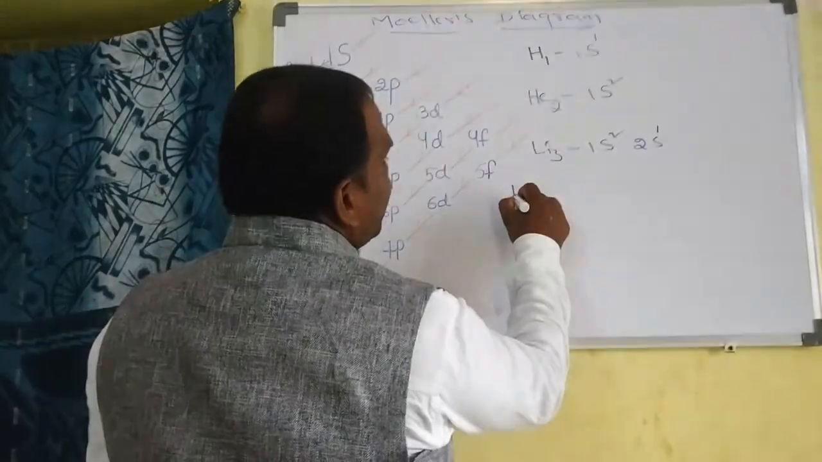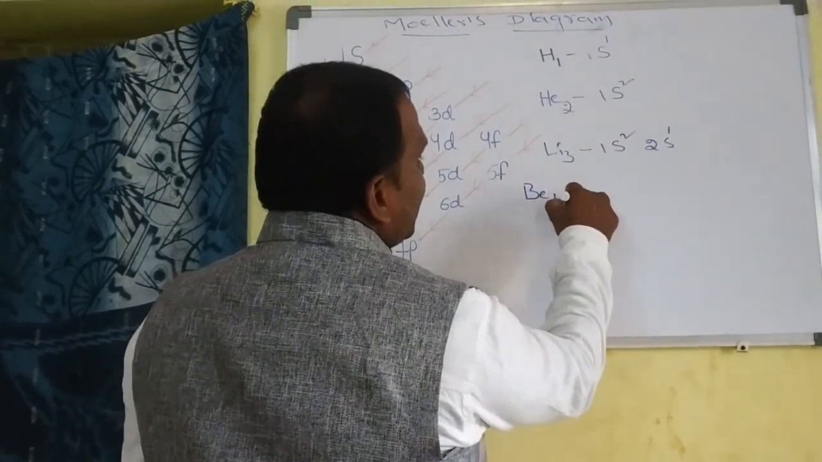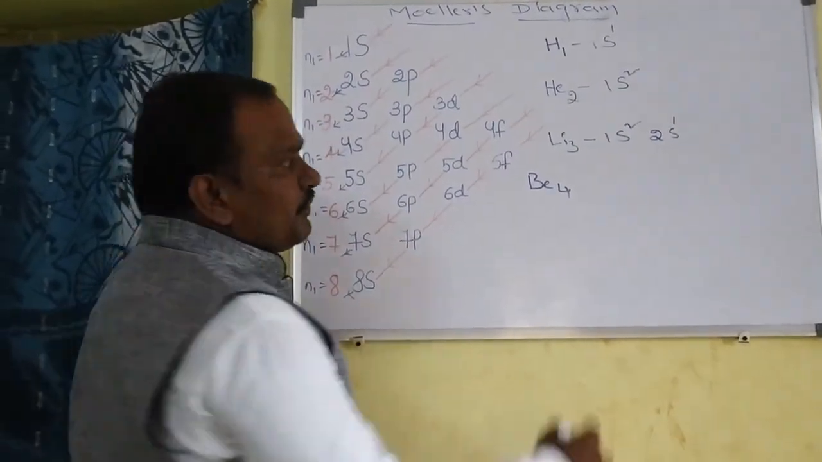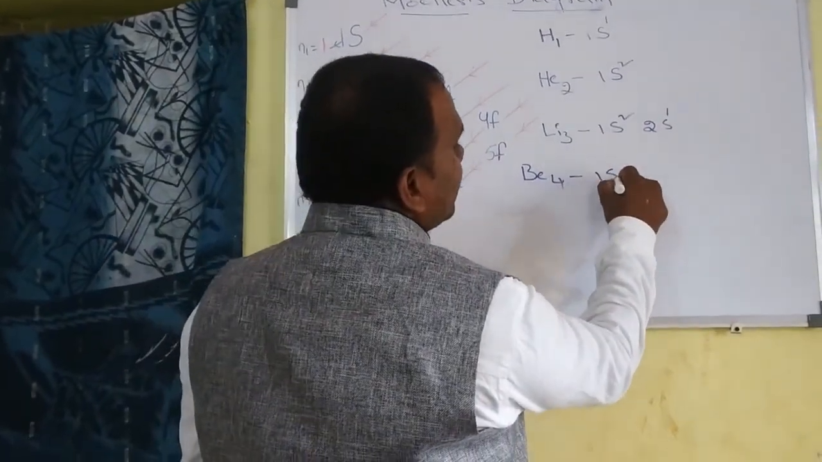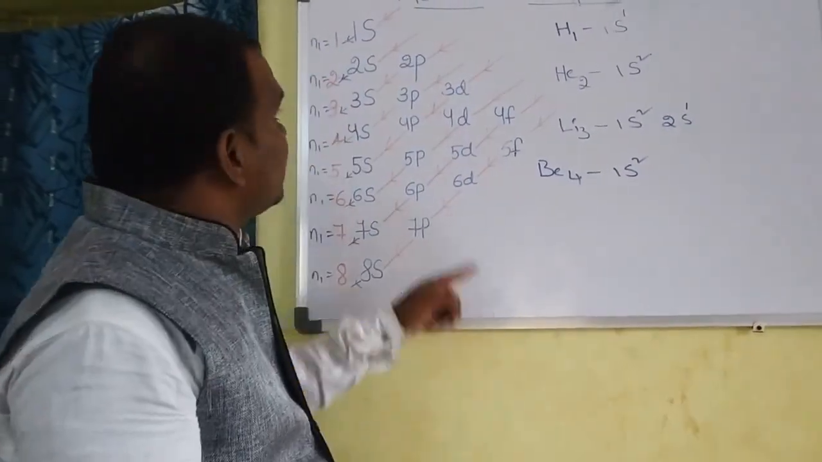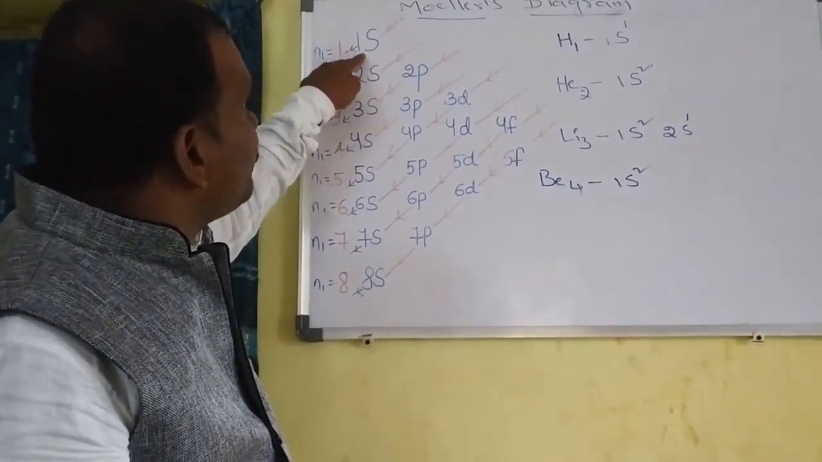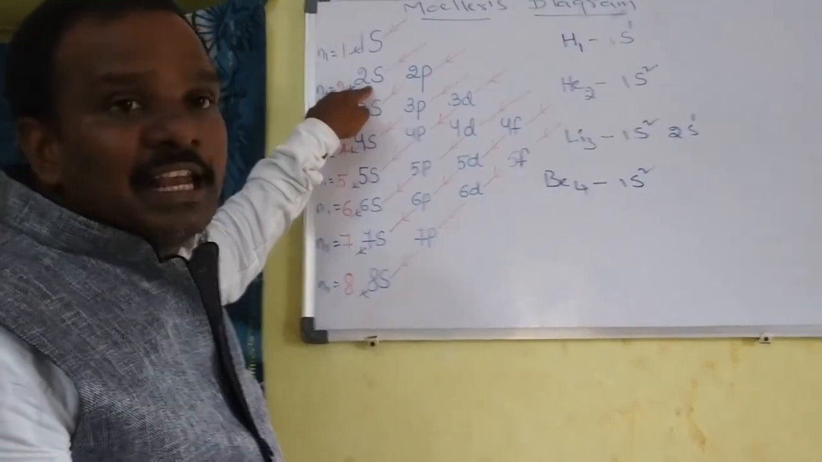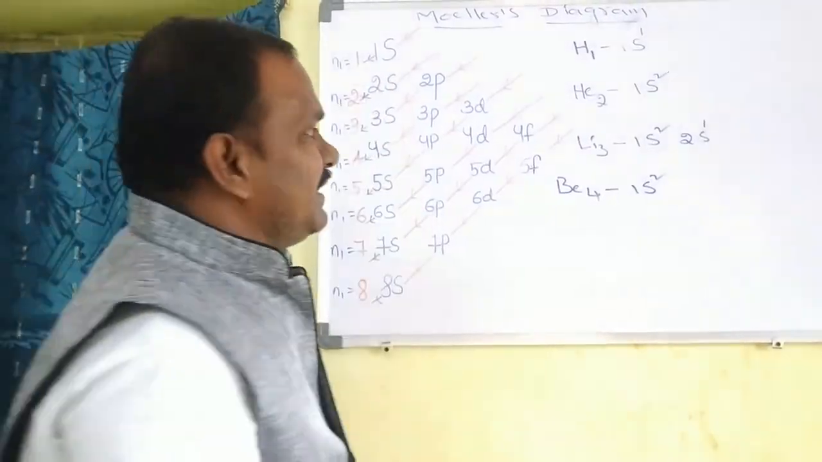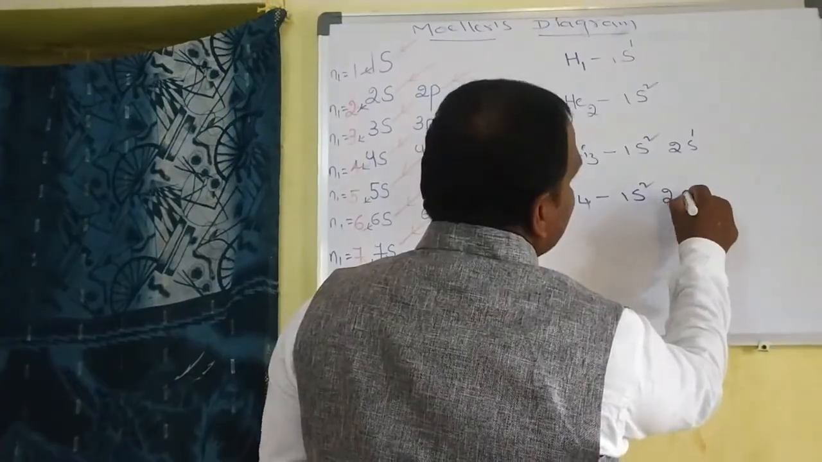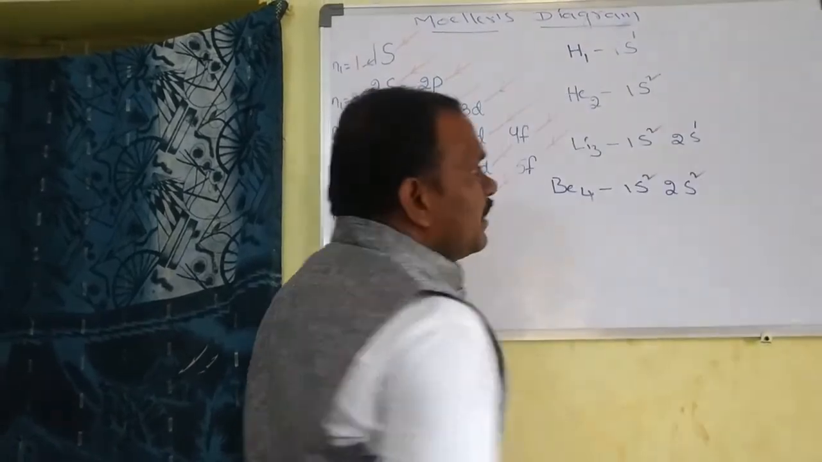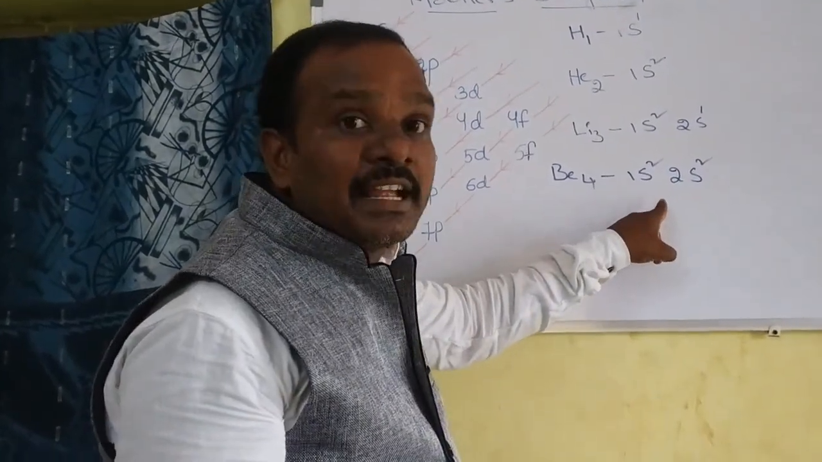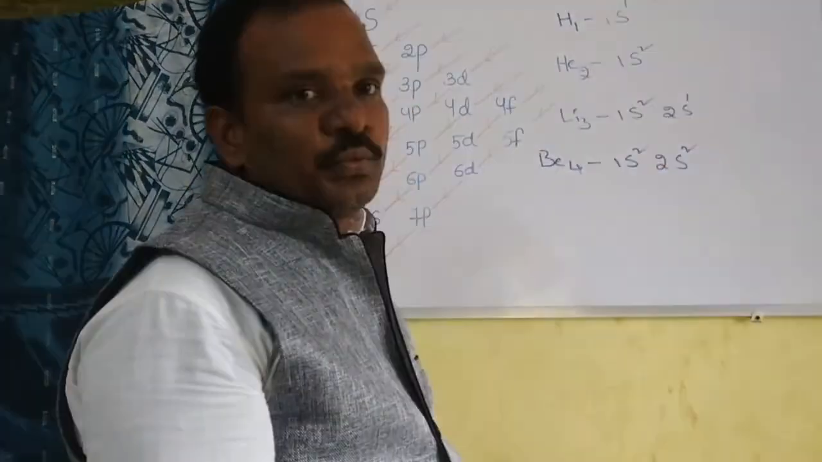Like that we take beryllium. Beryllium atomic number is 4. So we write the electronic configuration as 1s2. After completion of electrons in 1s, the electrons are entering 2s. So I write 2s2. The maximum number of electrons accommodated in an s orbital is 2.